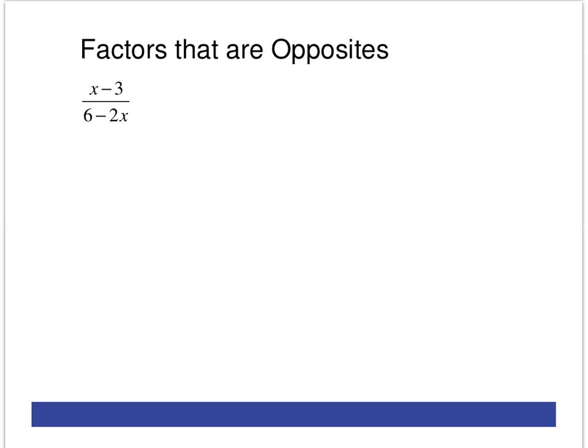Factors that are opposite. Now this is when it gets a little bit different and you have to pay a little bit of attention to what you need to do. You can do it a couple of different ways. First, you have to factor out the GCF in the numerator and the denominator. So when we factor this one, we're going to get x minus 3 over 2 times 3 minus x.